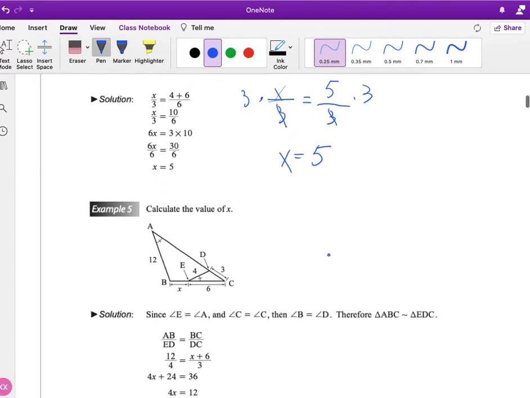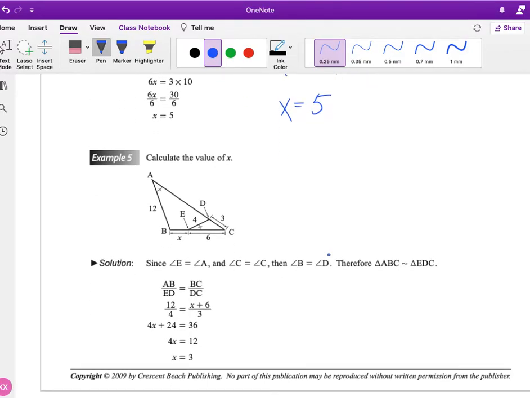Right? Now this triangle is a little bit difficult to see. So what I'd like you to do is, this is triangle ABC. So we've got a triangle A, B, and C. The corresponding other triangle here is D and E and C. There's another triangle, C and D and E.